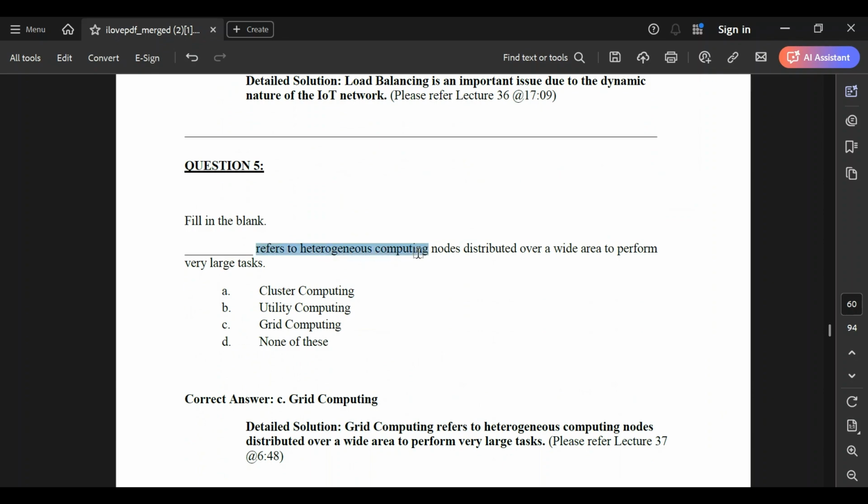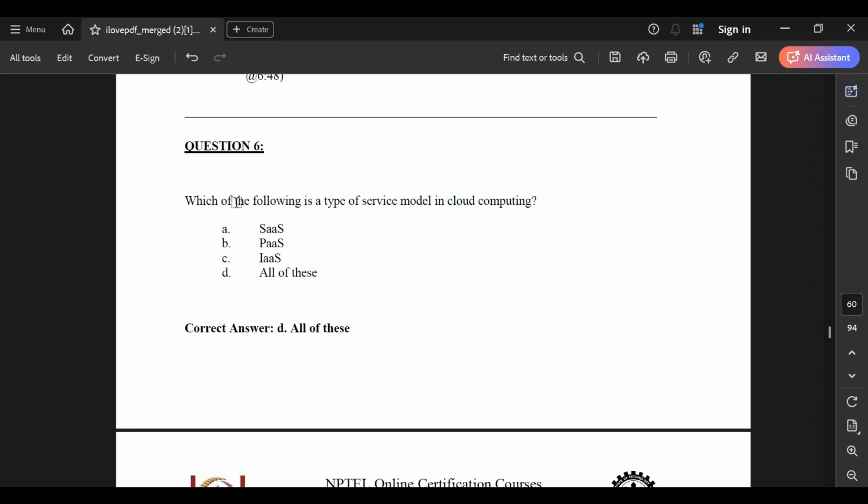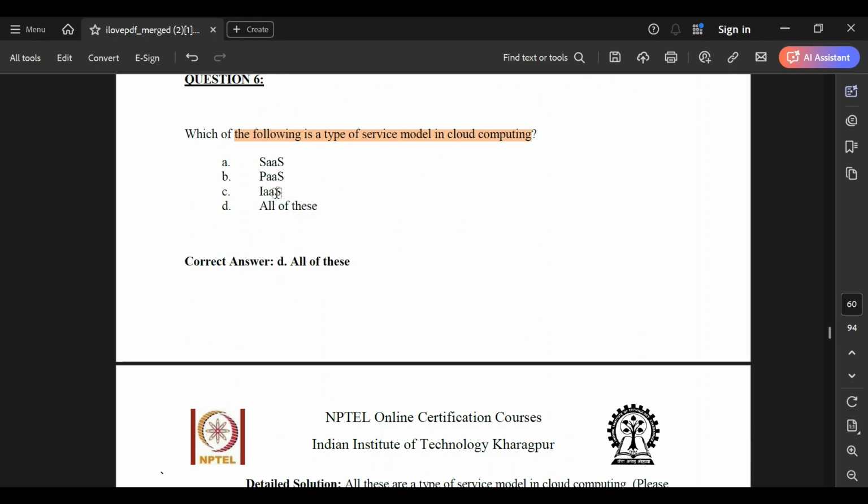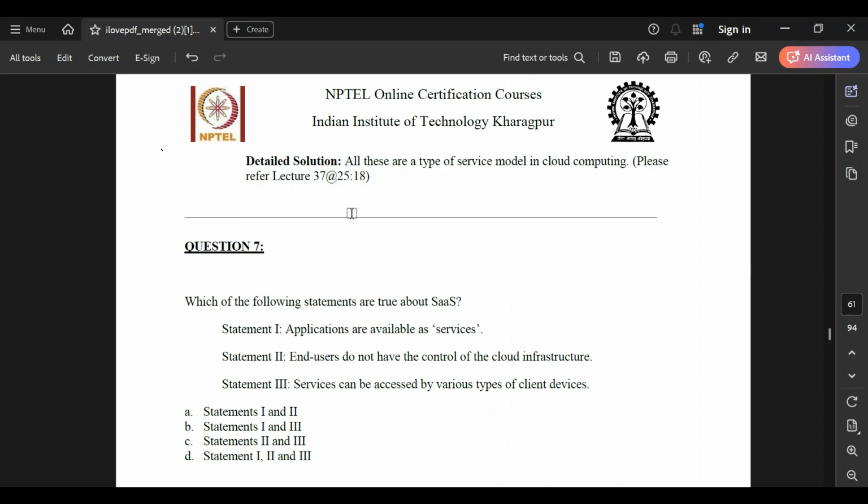Which term refers to heterogeneous? Heterogeneous means different things. Note this way. So grid computing is there. Which of the following is a type of service model in cloud computing? So SaaS is there, PaaS is there, IaaS is there. So all of these are there. Okay, you can have a look at it.